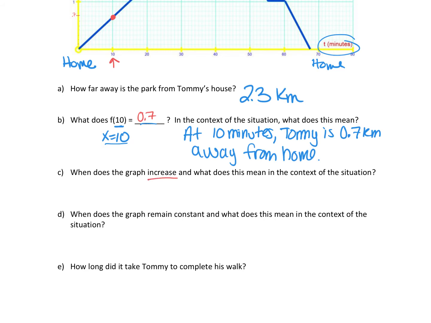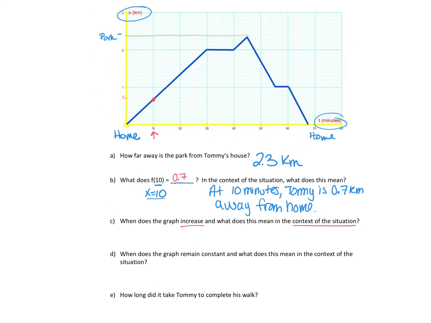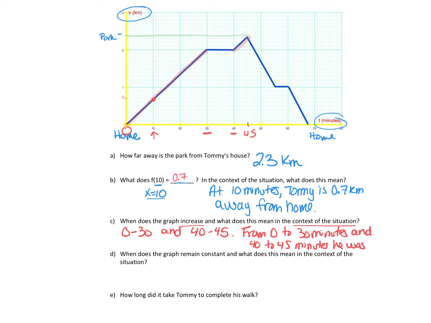When does the graph increase, and what does this mean in the context of the situation? So the graph is increasing from here to here and then here to here. So the graph is increasing from x is 0 to x is 30, and then from x is 40 to x is 45. And what this means in this situation is that from 0 to 30 minutes and 40 to 45 minutes, he was walking towards the park, or if you said walking away from home, I'd be okay with that too.